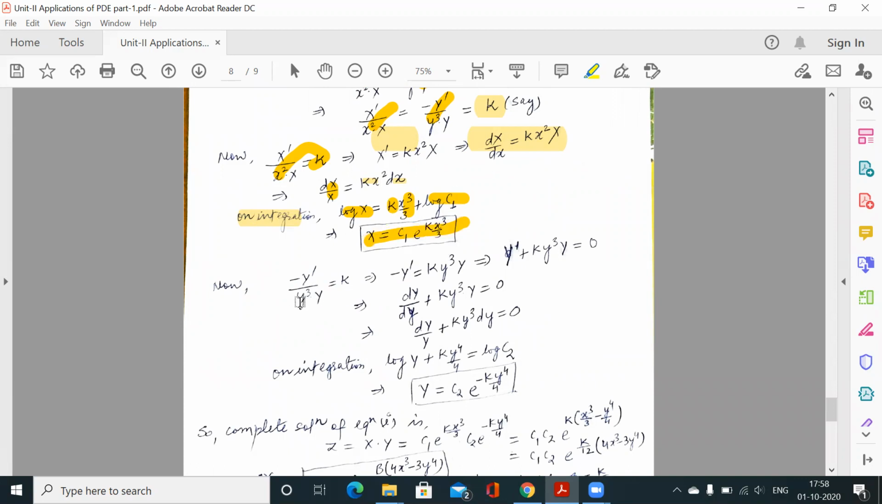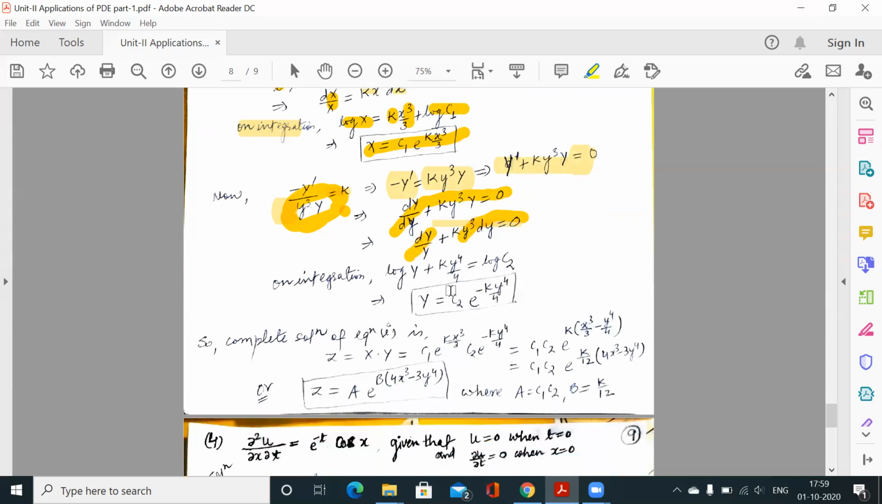And now the second equation, the right hand side is equal to k. So this is Y dash plus k y cube Y is equal to 0. Again dY over dy plus k y cube Y is equal to 0. Again we can use the separation method: dY over Y plus ky cube dy is equal to 0. After integration, log Y plus ky to the power 4 by 4, because this is y cube, is equal to one integrating constant. So after simplifying, we get the Y value as this.